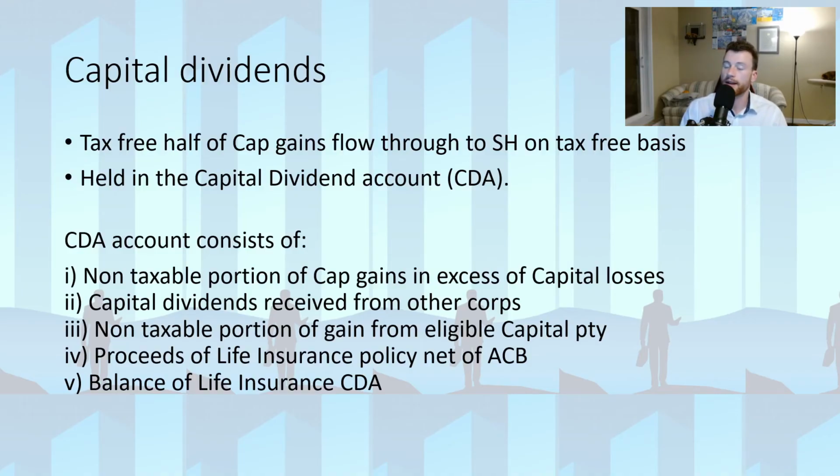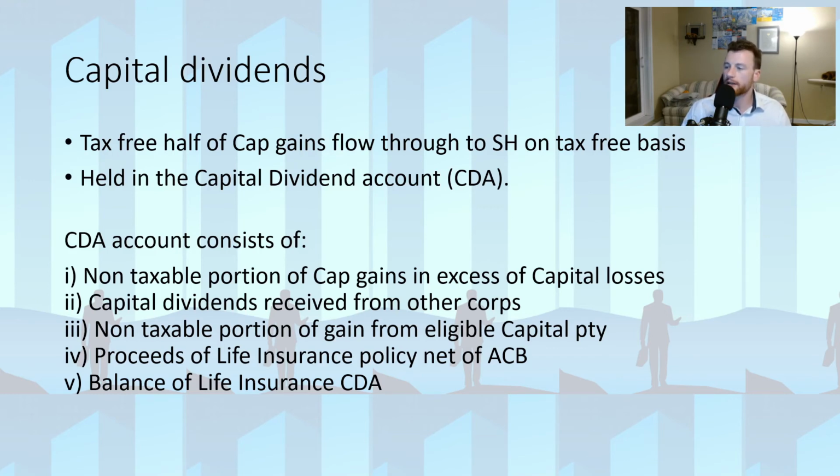Capital dividends are taxed only at 50% of what is incurred. This means that if you have a shareholding or you have property and it results in a capital gain, you only recognize 50% of that gain, and that is taxed. The other half of this is the tax-free amount, which is held in the capital dividend account, or CDA. This is to be distributed to the shareholders tax-free.